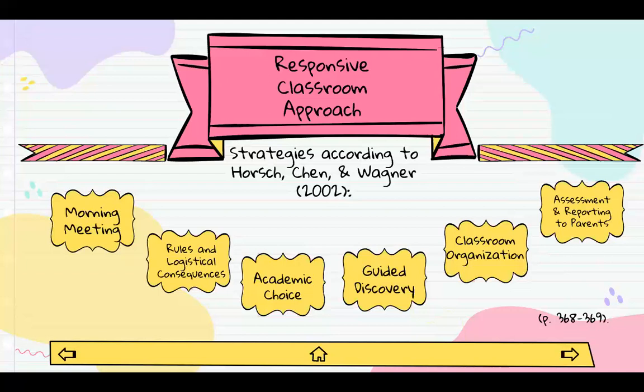Last, assessment and reporting to parents refers to the ongoing home to school communication between parents and teachers, and it helps both parents and teachers understand how to best promote children's academic learning and social emotional development.